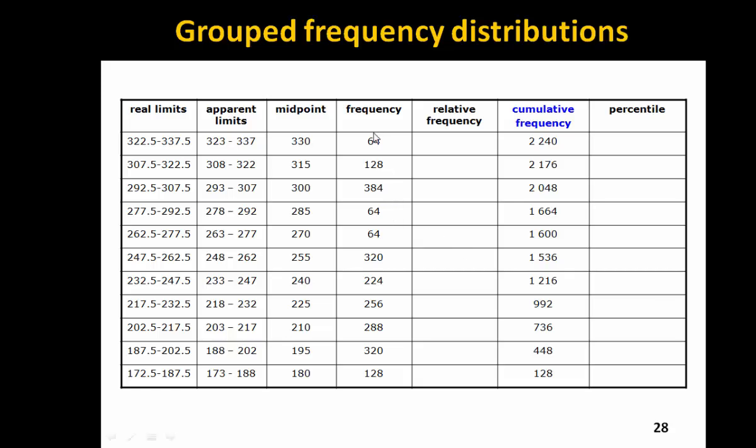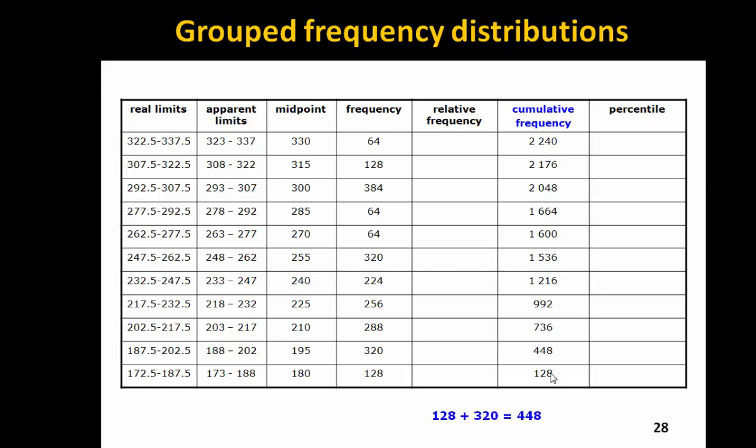So we have our frequency, we establish the midpoint, we establish the apparent limits and the real limits. Recall, we started this process at the very bottom with 180, and then we just continue to add 15 all the way up until we get to an interval that captures the single highest score. What we now add is a relative frequency and cumulative frequency and percentile columns.